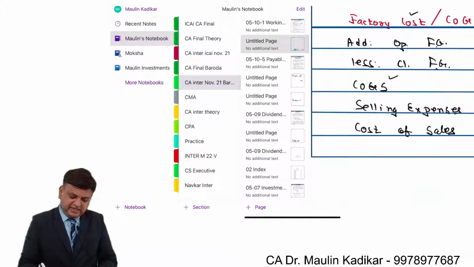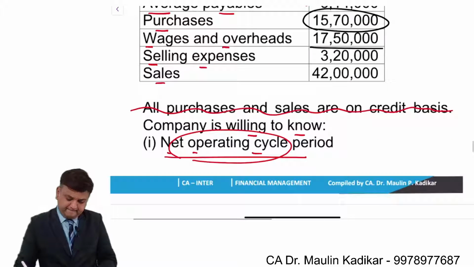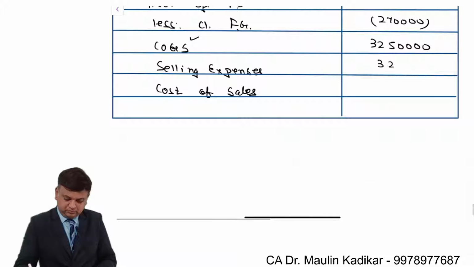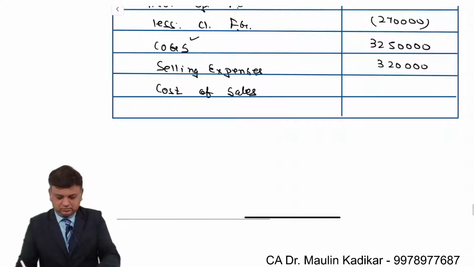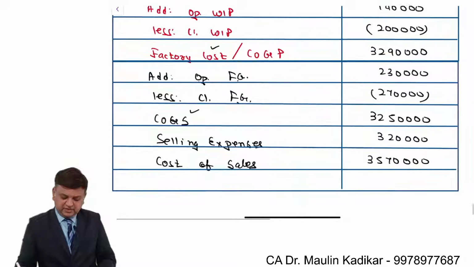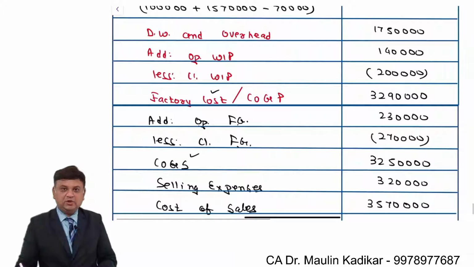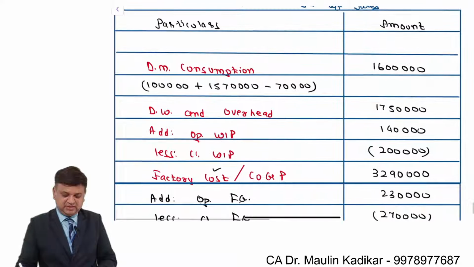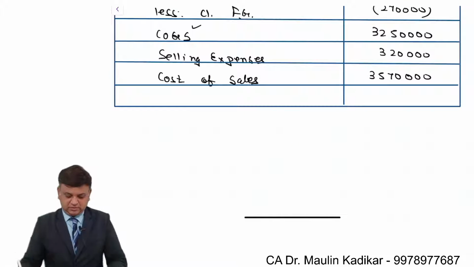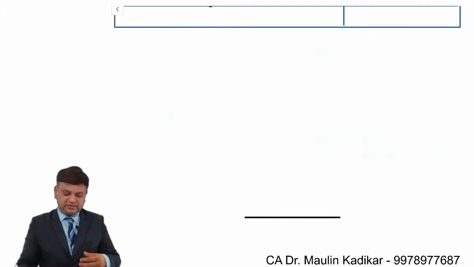To that, the selling expenses would be added. It is 3 lakh 20,000. So it is 35 lakh 70,000. This is the way we are required to compute the cost of sales. So now let us see how to answer further.